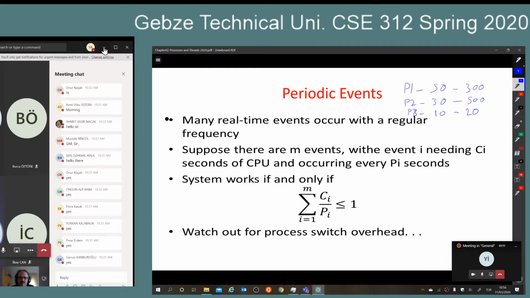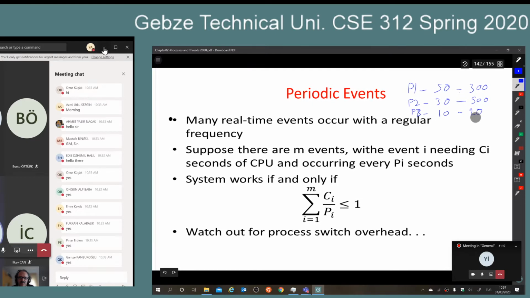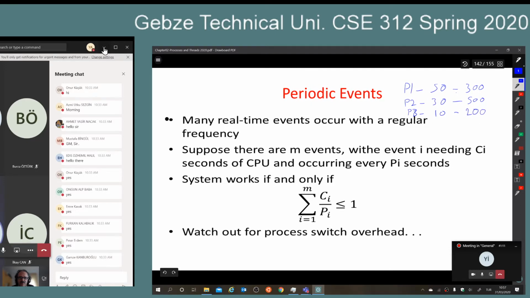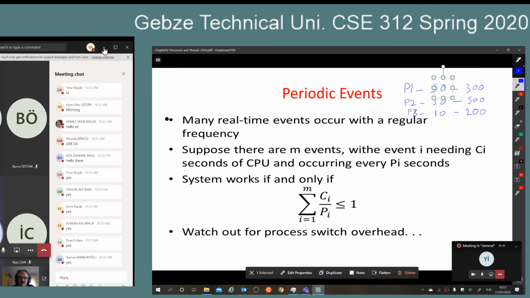Okay. So how do I know that all three can be run on this system? This is what you do. You add all these numbers: 50 over 300, 30 over 500, 10 over 20. Let's make this 200, okay, so that they are compatible. 10 over 200. If the addition of them is less than or equal to 1.0, that means that the system can work in real time. Okay, so this is how you calculate it.